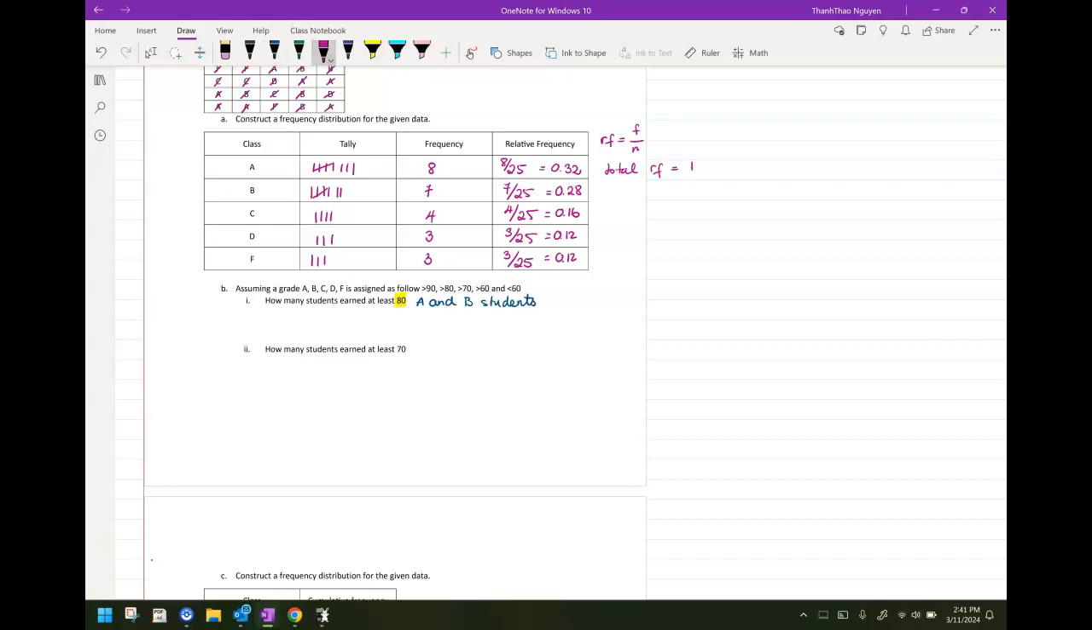So according to our table, we have 8 students who got an A, 7 students who got a B, so this is 15. How many students earn at least 70? Well, at least 70, we have A, B, and C students. So then we have 8 plus 7 plus 4, that makes 19.